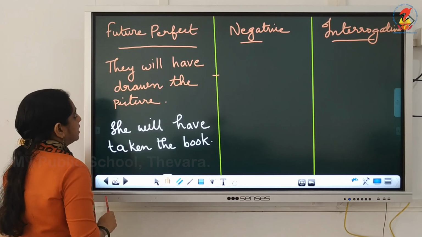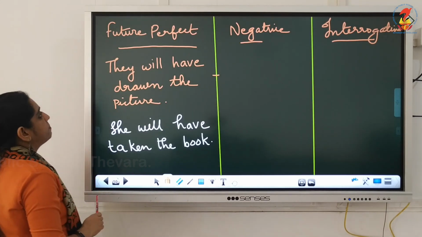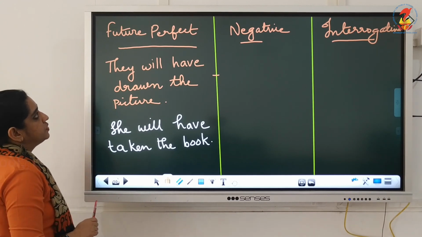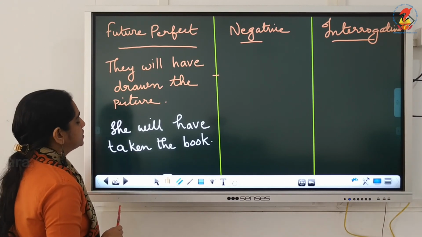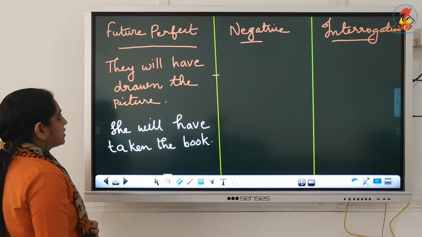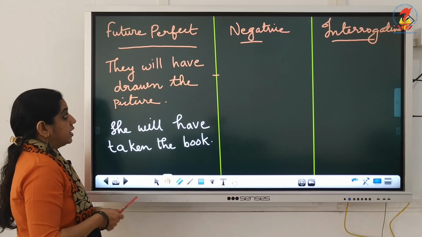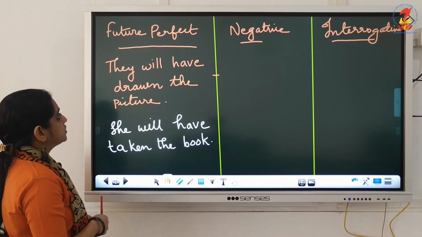Now children, let us try this exercise. Future perfect. How to make future perfect in negatives as well as interrogatives. So please try this by yourself. I will be writing the answers. First you have to try yourself.